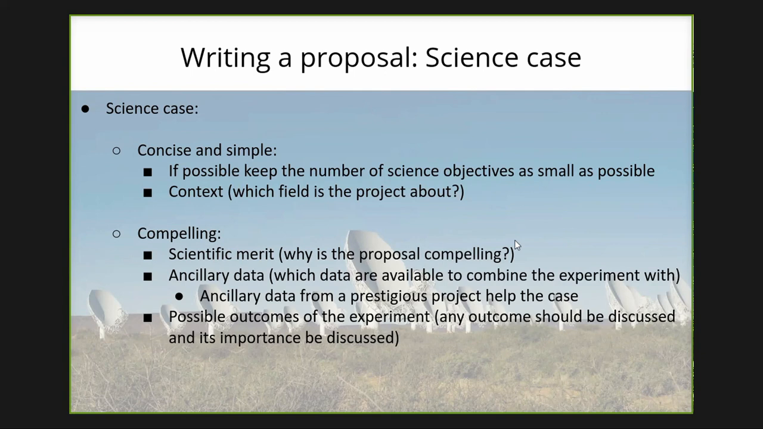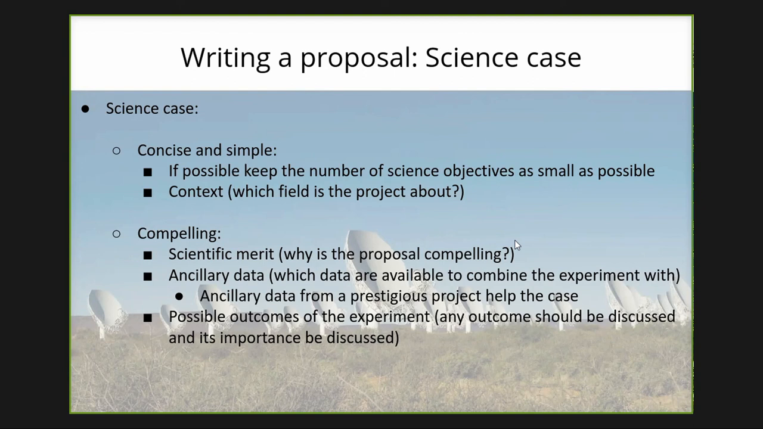What needs to be discussed is the possible outcomes of the experiments. So what if I detect this, or if I don't detect this? These need to be discussed in order to convince a program committee that time can be given. So, yeah, I want to observe a very faint galaxy in the neutral hydrogen. What does it tell me if I actually do not detect it with the sensitivity that I'm using?